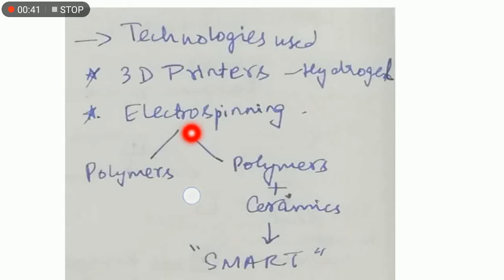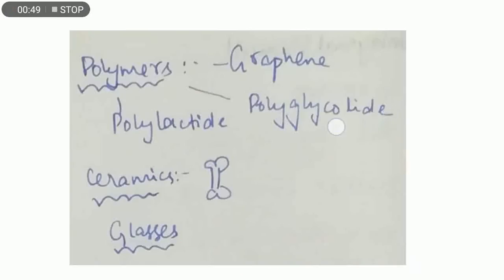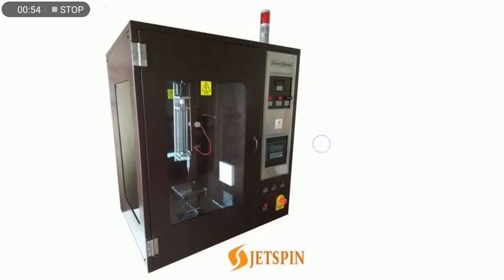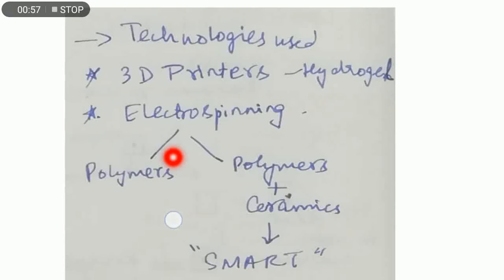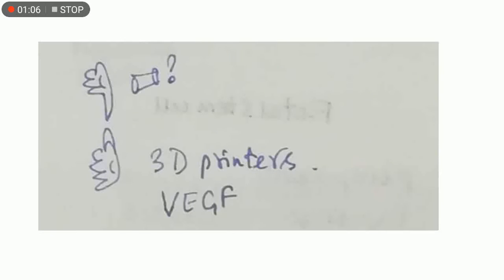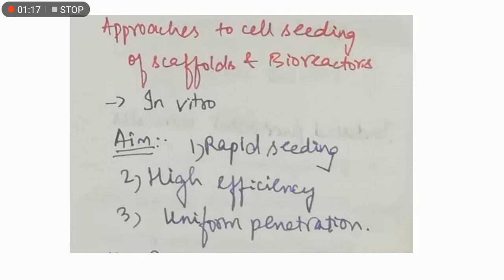Electrospinning. In electrospinning, either the polymers alone will spin or polymers and ceramics are used together, as in polymers such as graphene mainly used, and ceramics such as hydroxyapatite, calcium hydroxyapatite. So either a polymer is used alone or polymers and ceramics are used together. Well, if both these things are used together, both advantages are coupled, which is why we call it the smart electrospinning technique. However, there is a disadvantage that we won't be able to incorporate the blood vessels, but no worries, we've got 3D printers and VEGF on our way to our help.